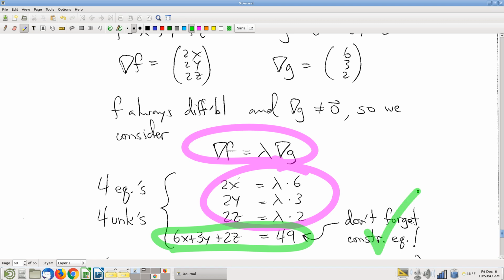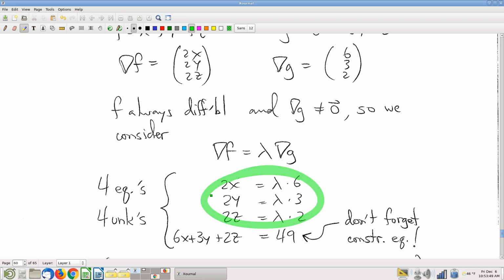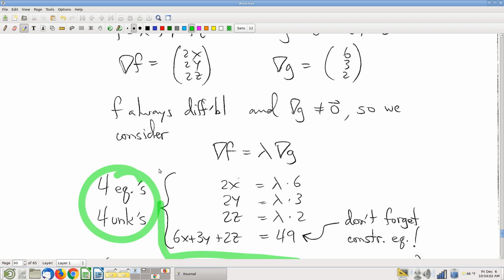Because if you find some point out in the middle of nowhere that satisfies these conditions, it doesn't matter. It's not a critical point. If you label it as a critical point, it doesn't look good. So here we have 4 equations, 4 unknowns, and these can be hard algebra problems. Generically, nonlinear systems of equations are extremely difficult.